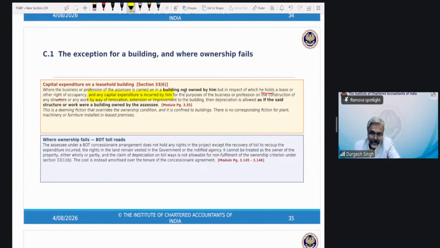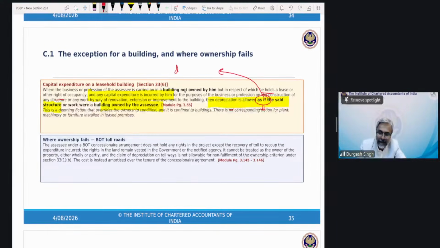In this case, then the depreciation is allowed as if what? As if the said structure were the building owned by him. So as if means, what do you mean by the term as if? As if means, students, the deeming provision. So this is the case of a deemed owner.